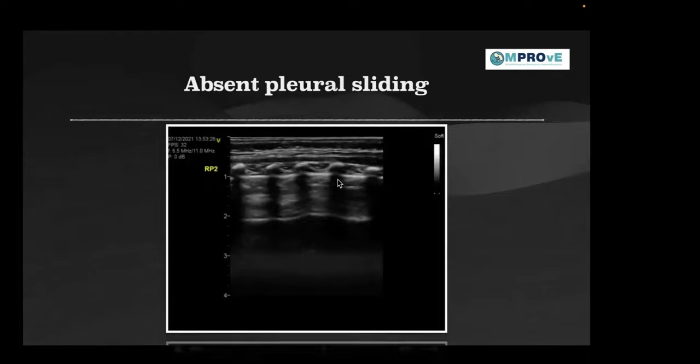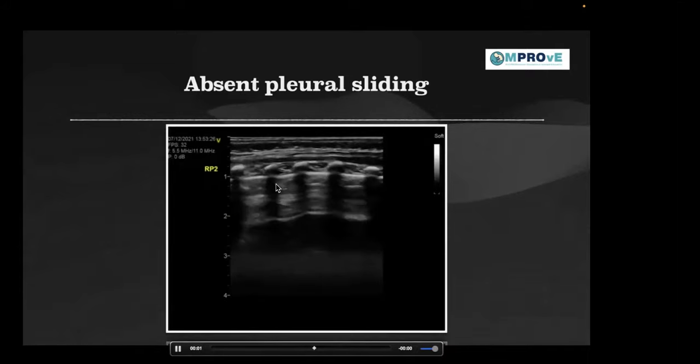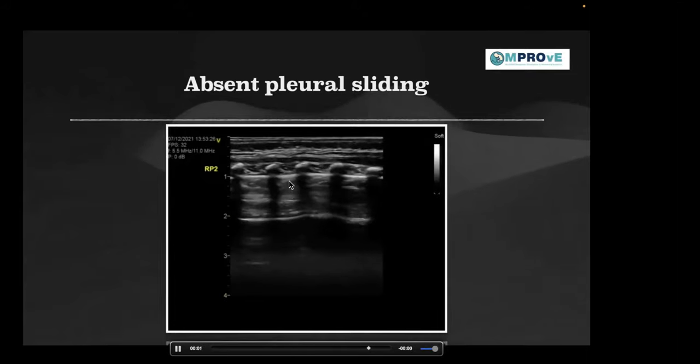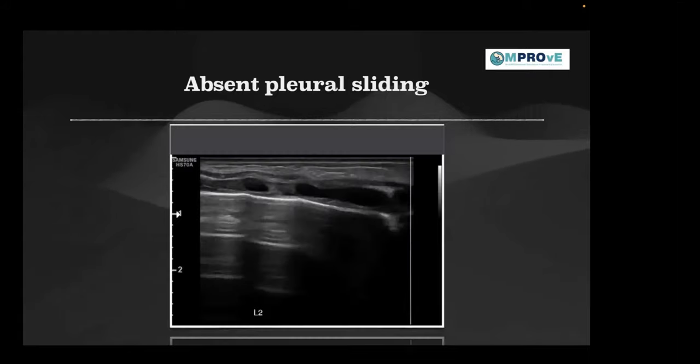So this is an example of absent pleural sliding. So you don't see any B lines or comet tail effects. Then what are we seeing here? Of course, that's a respiration movement transmitted to this particular segment of the lung, but you cannot see the pleural sliding. You cannot see any B lines. You cannot see any comet tail effects.